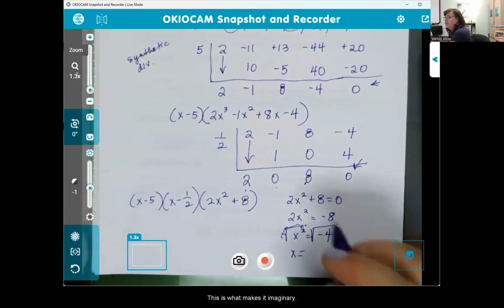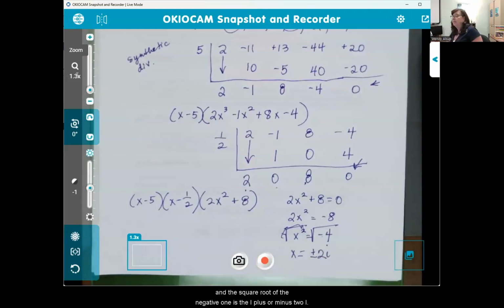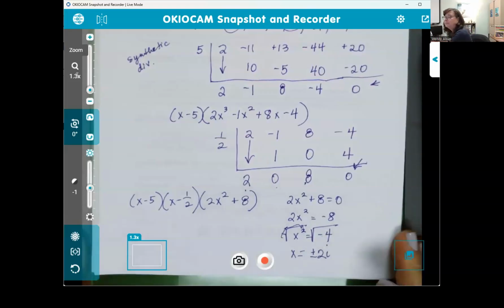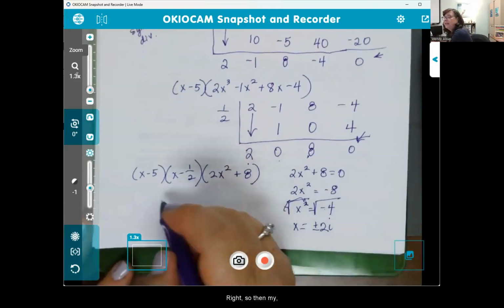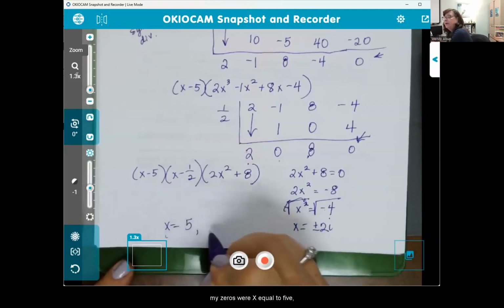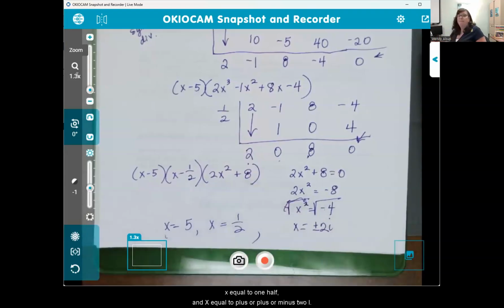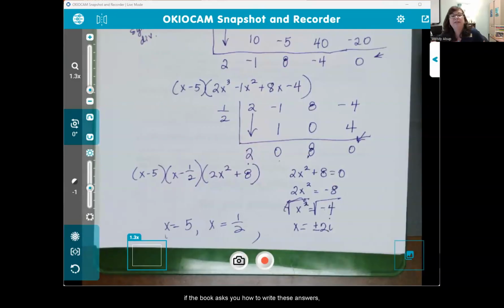This is what makes it imaginary. The square root of the 4 would be plus or minus 2, and the square root of the -1 is the i. Plus or minus 2i, right? So then my zeros were x equal to 5, x equal to 1/2, and x equal to plus or minus 2i.